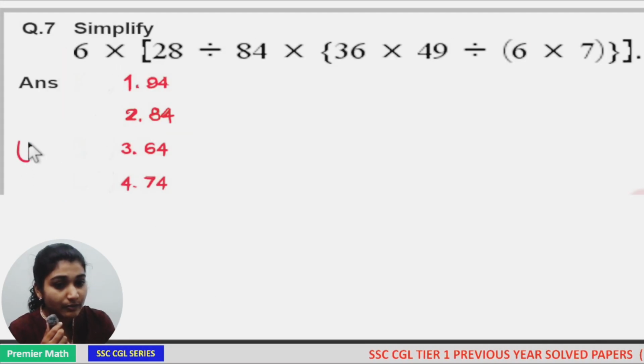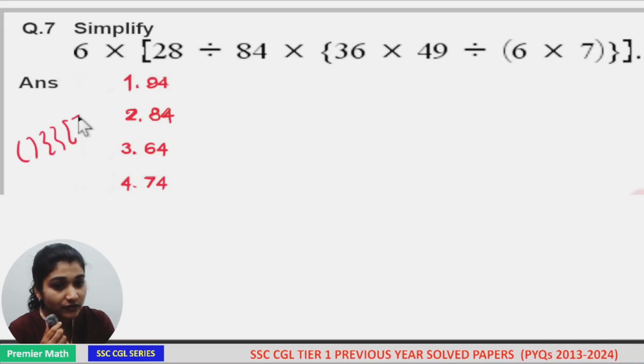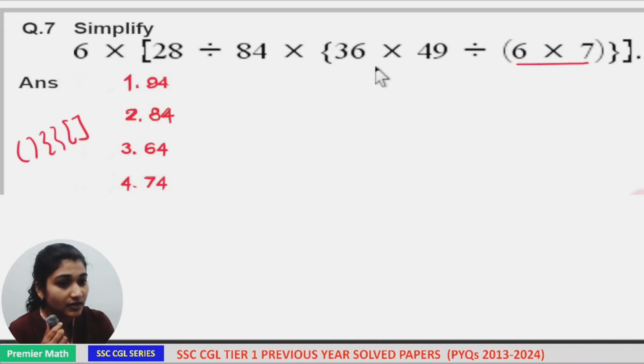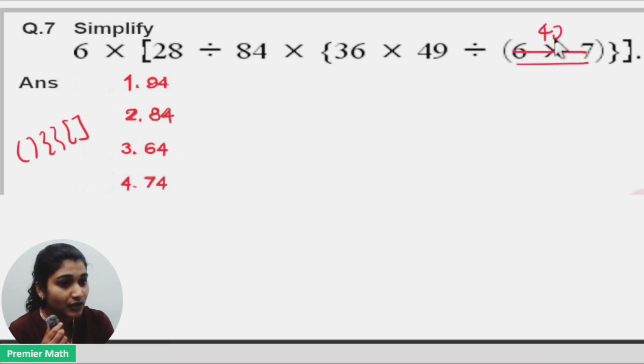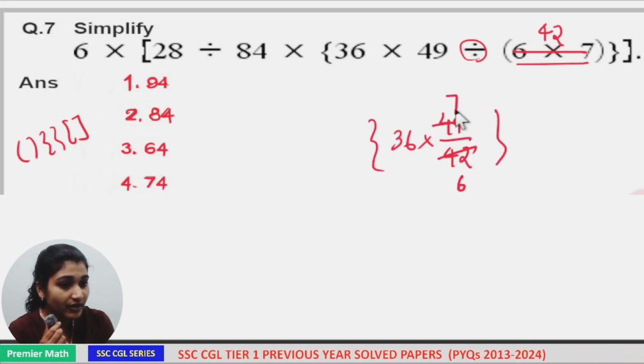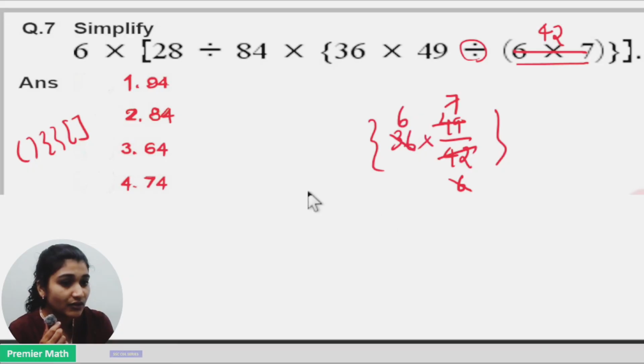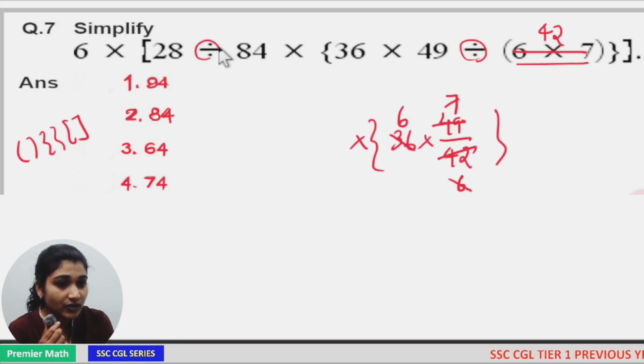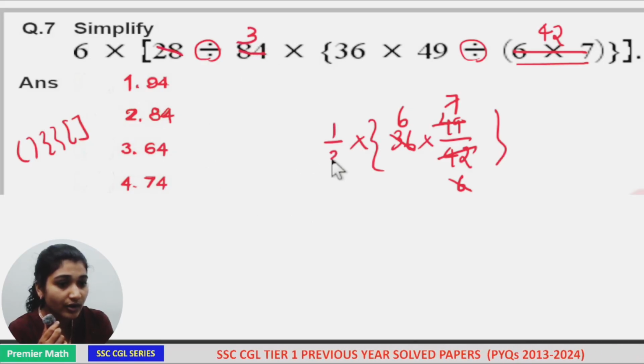Simplify the following. Here the bracket order in BODMAS rule is this one. So solve this one first, then this one. 6 into 7 is 42. So here we have division, 49 divided by 42 into 36. Close this bracket. 7 goes 6 times in 42, 7 times in 49. 6 goes 6 times in 36. So 6 into 7, 42 is this bracket. Now here we have division. So 28 goes 3 times in 84. So this is 1 by 3.